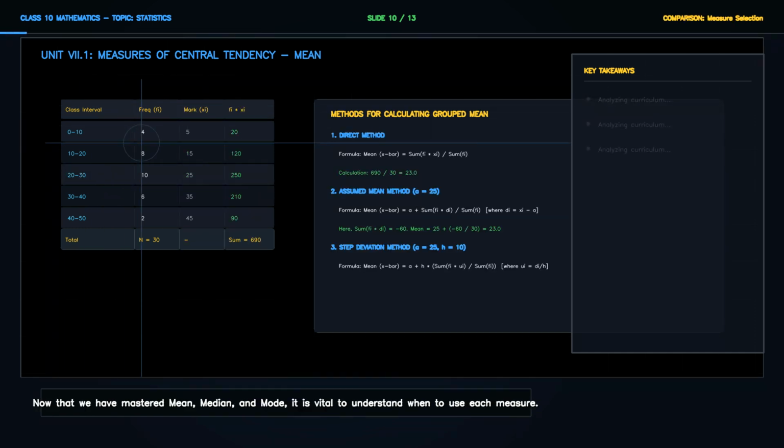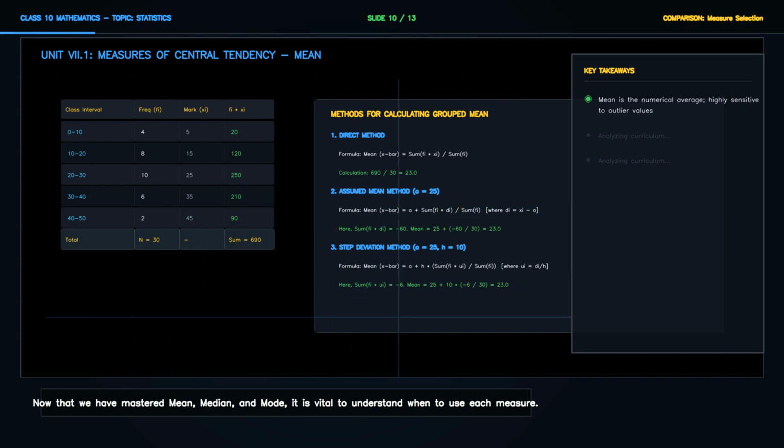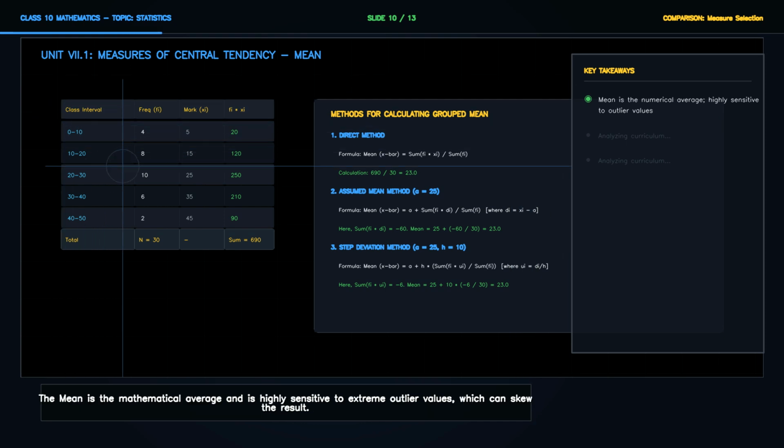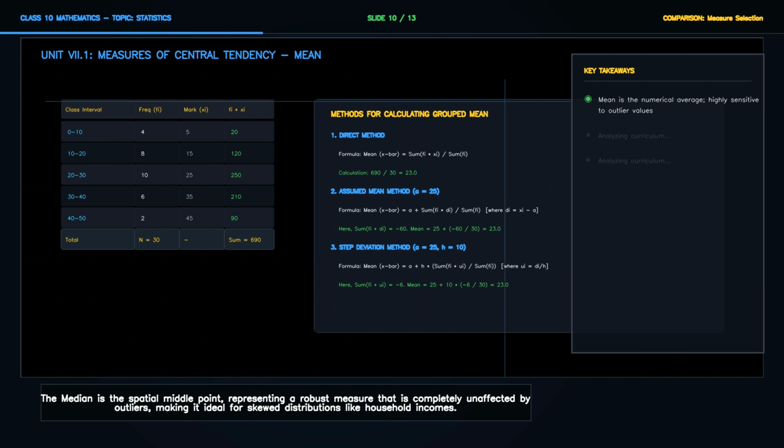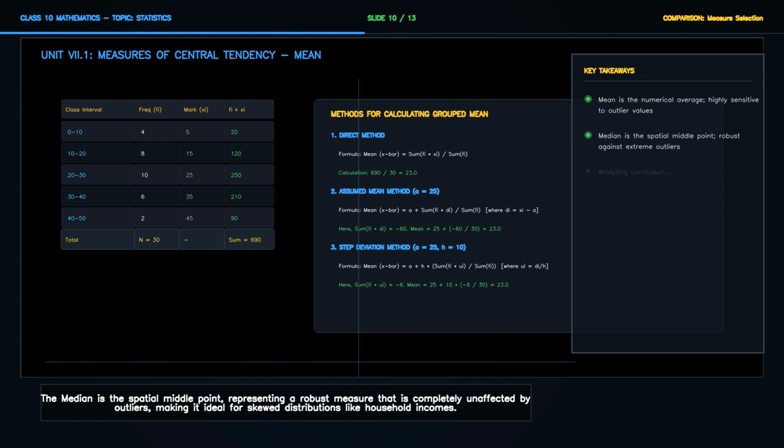Now that we have mastered mean, median, and mode, it is vital to understand when to use each measure. The mean is the mathematical average and is highly sensitive to extreme outlier values, which can skew the result. The median is the spatial middle point, representing a robust measure that is completely unaffected by outliers, making it ideal for skewed distributions like household incomes.